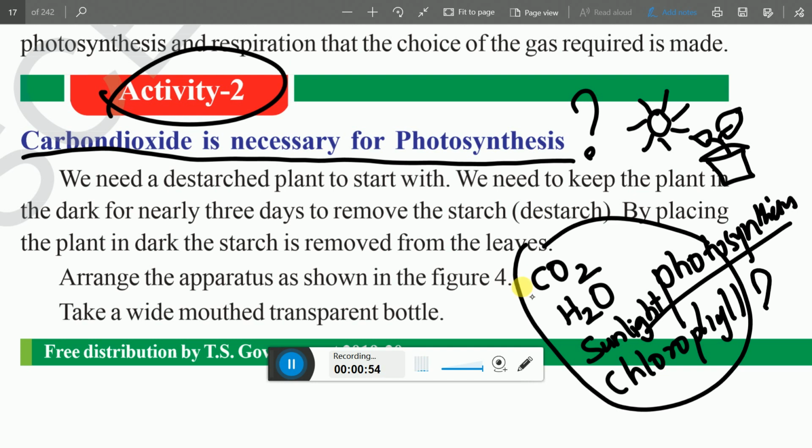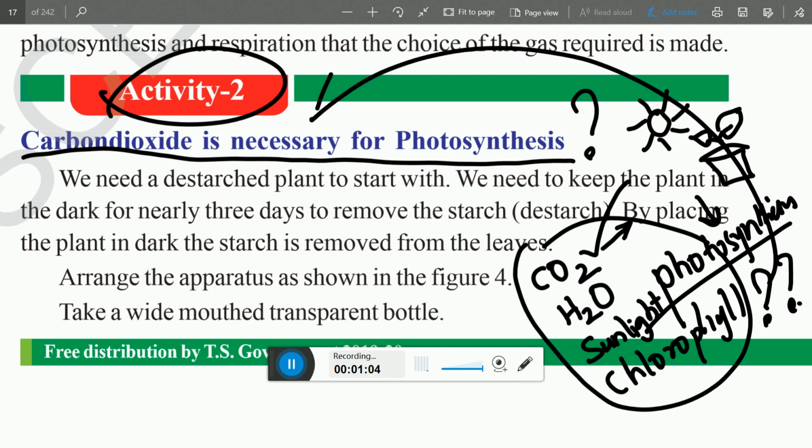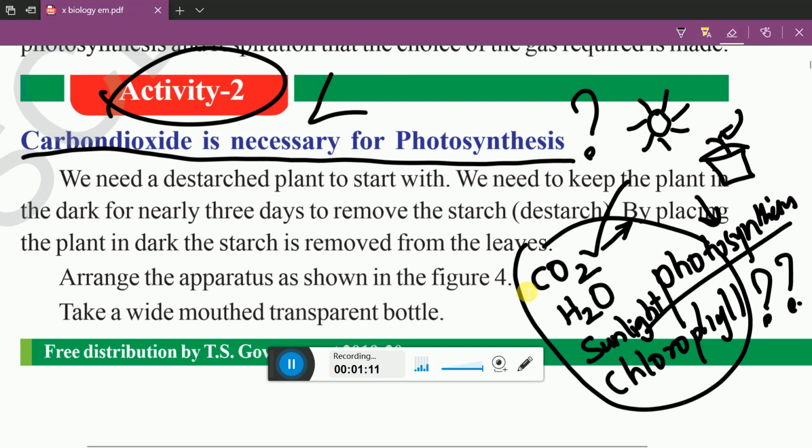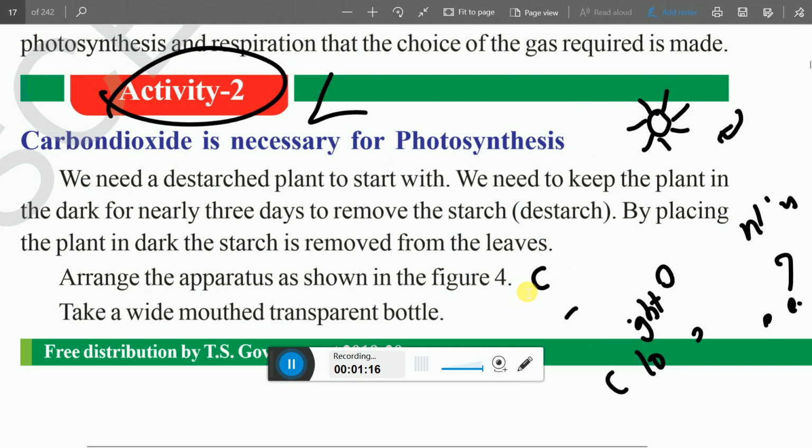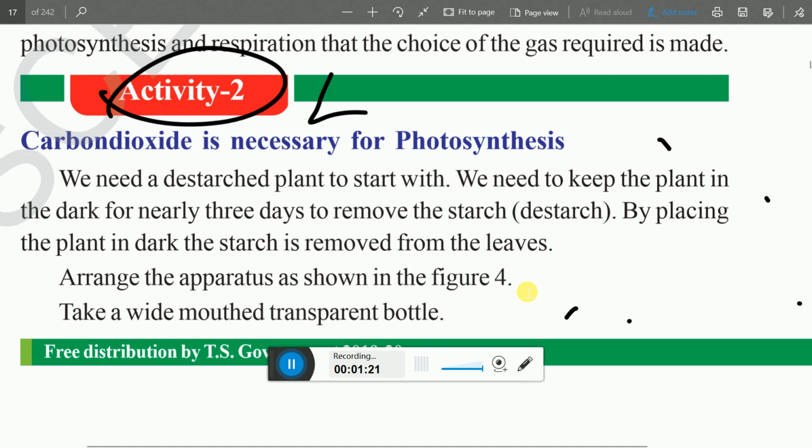Then how do we prove whether carbon dioxide is responsible for photosynthesis? For that, we are now performing this activity. For every photosynthetic activity, we first need to perform a technique called de-starching. What is de-starching? De-starching means removal of starch. Now we will discuss that technique.